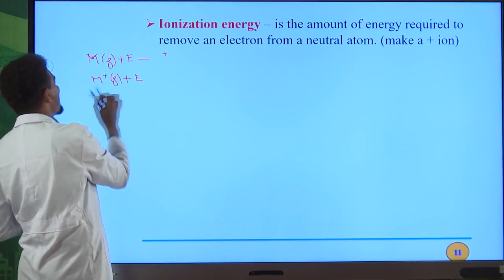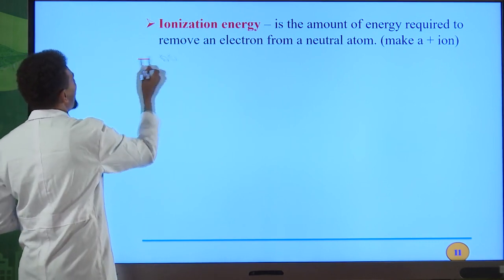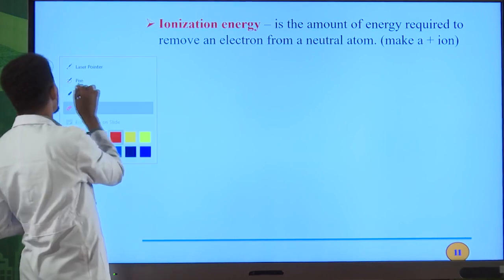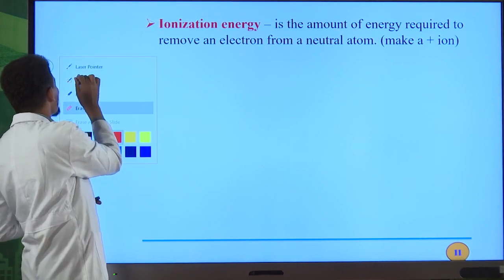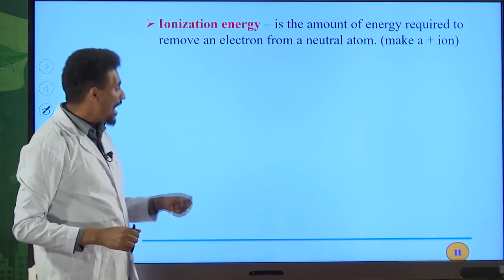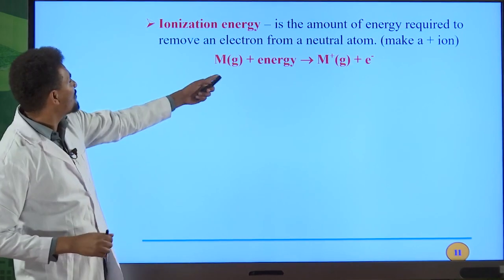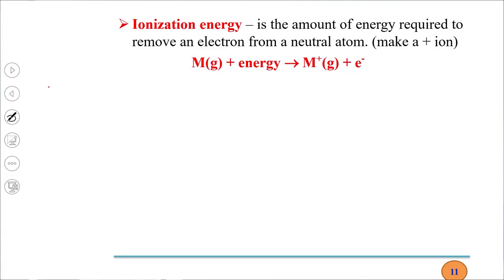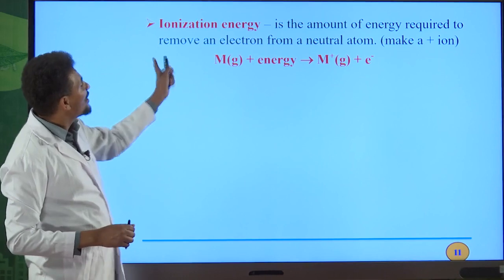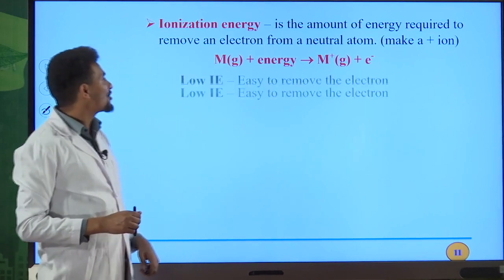So this is the way you represent this type of chemical reaction. That is simply an endothermic process. This is simply for ionization energy: M in the gaseous form plus energy gives M plus in the gaseous form plus an electron. One electron is removed after adding energy. Therefore, this is ionization energy.